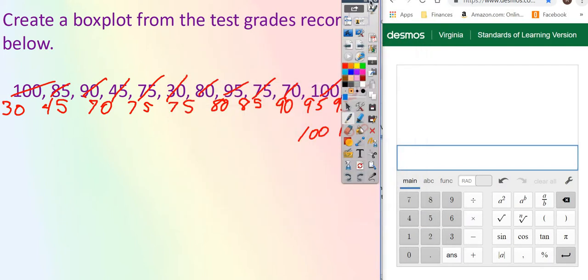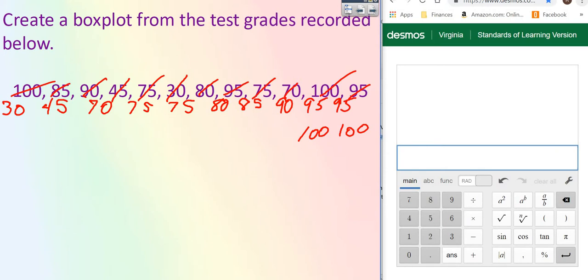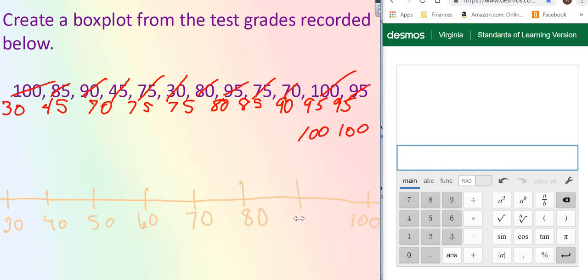And the first thing I'm going to do is make a number line that starts at 30 and ends at 100. So that's going to be 30 and end at 100. So I'm going to have 40, 50, 60, 70, 80, 90, and 100. I didn't do a very good job of making it even, but I'm going to do my best to take care of it.